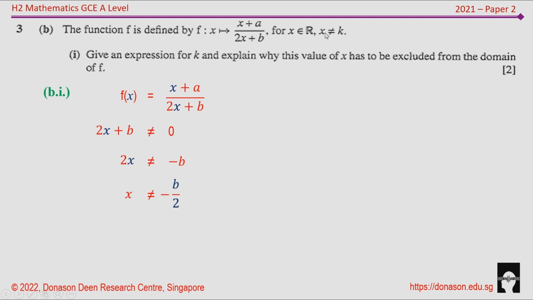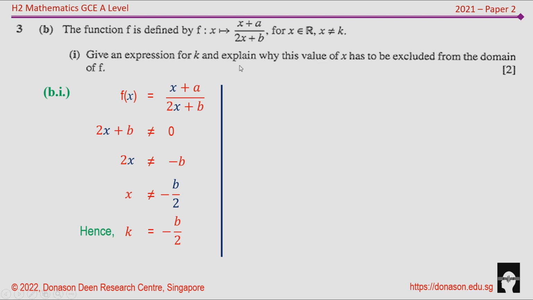So the question is, given x cannot be equal to k, some constant, what is the value of k? Just by looking at this and comparing, we can see that k must be negative b over 2. If you put x as negative b over 2, the 2 and 2 will cancel to give you a negative b, plus b will give you 0. So that is when the function becomes undefined.